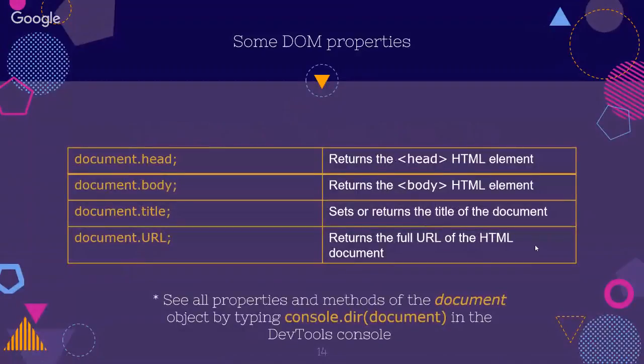I should mention that the document object has many properties, and here are just 4 of them. You can see the whole document object and its properties and methods by typing console.dir, and in the parentheses, you can type in document in the DevTools console in your browser. So let's actually do that now.